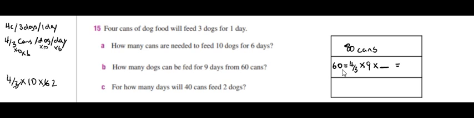Now if I do a quick calculation again, the 3 goes into the 9 3 times. So 4 times 3 times something is 60. 4 times 3 is 12. 12 times 5 is 60. So our answer would be 5 dogs.